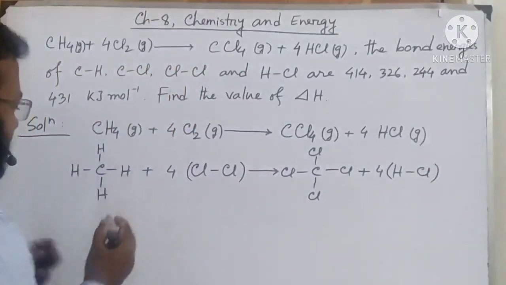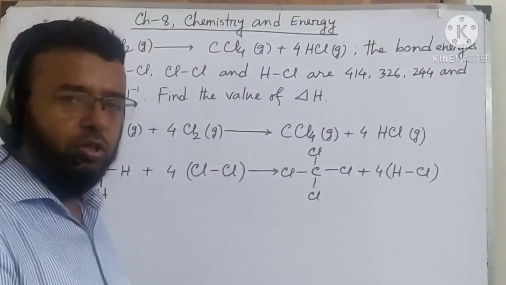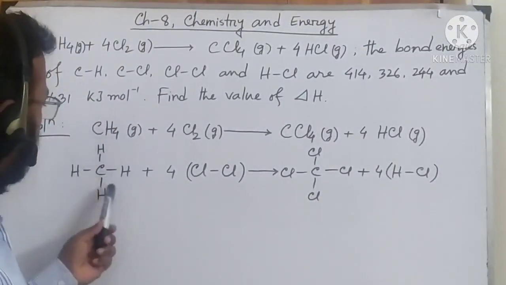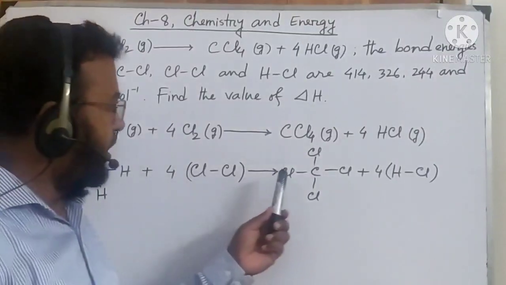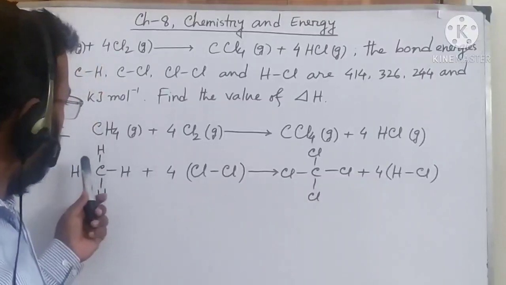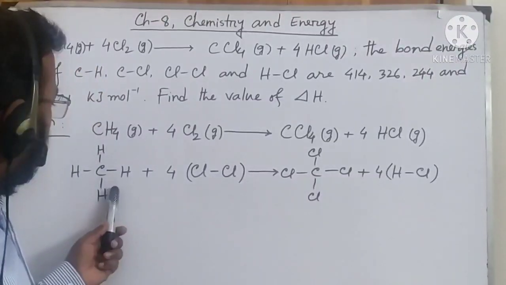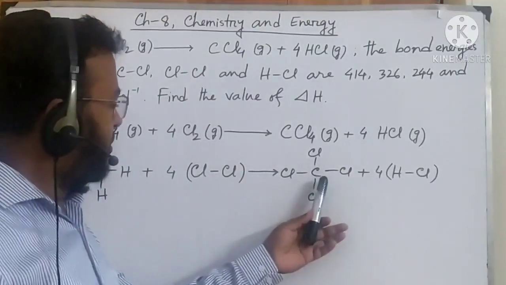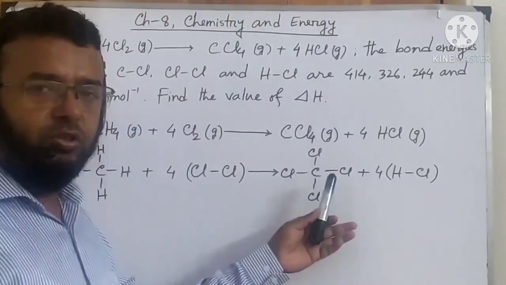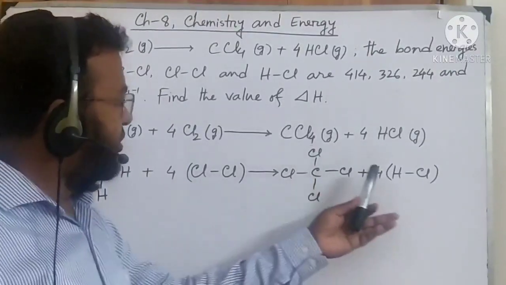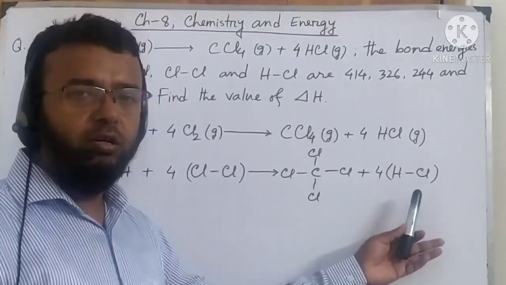So I have just shown you the bonds. How many bonds? Carbon hydrogen bonds here 4. Here carbon chlorine bonds 4. So these 4 carbon hydrogen bonds in the reactant break up and produce 4 carbon chlorine bonds. And here the chlorine chlorine bonds break, producing hydrogen chlorine bonds.